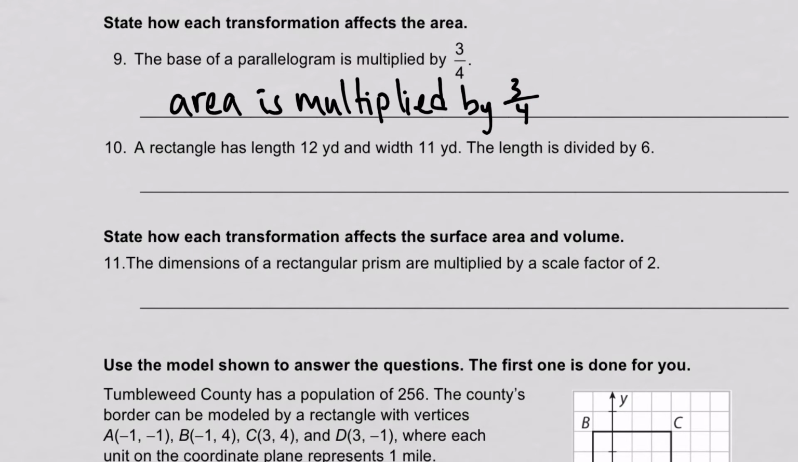Number 10, basically the same idea. A rectangle has a length of 12 yards and a width of 11 yards. The length is divided by 6. What will happen to the area?